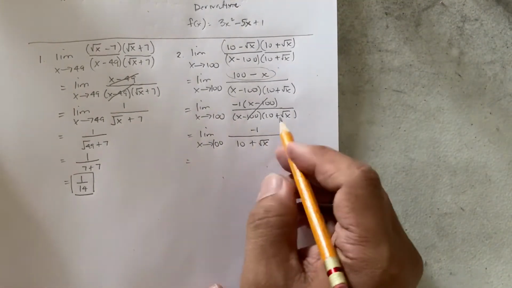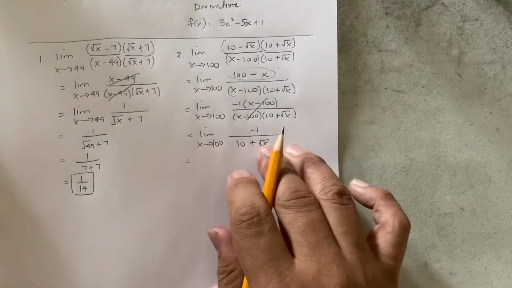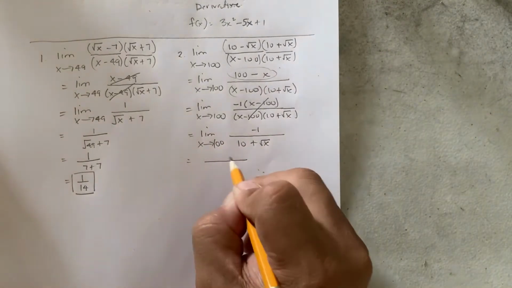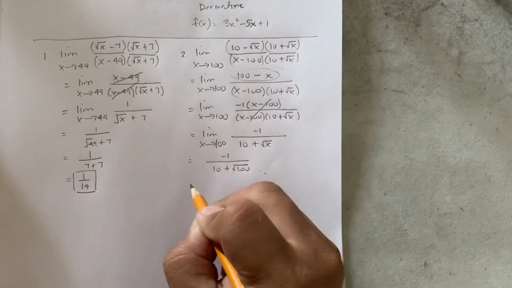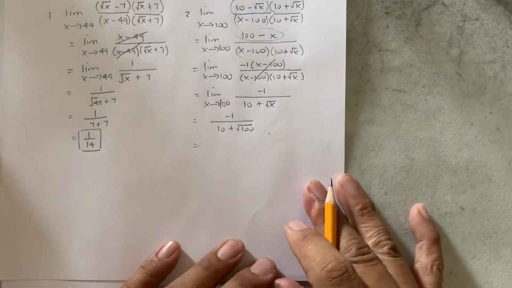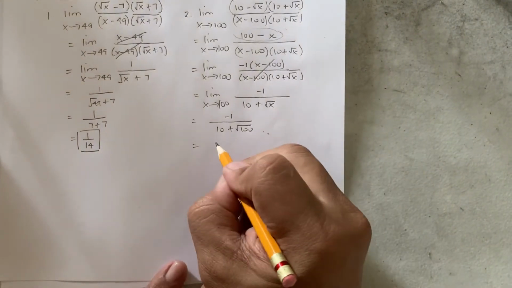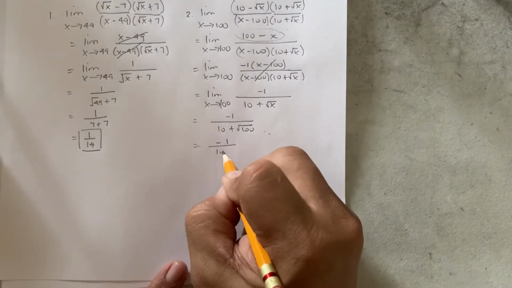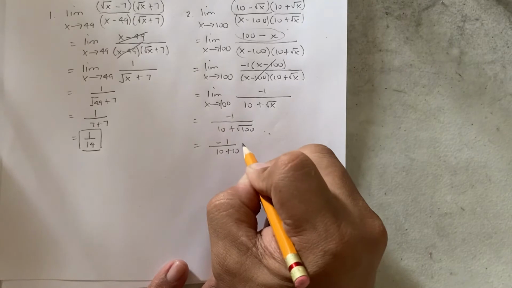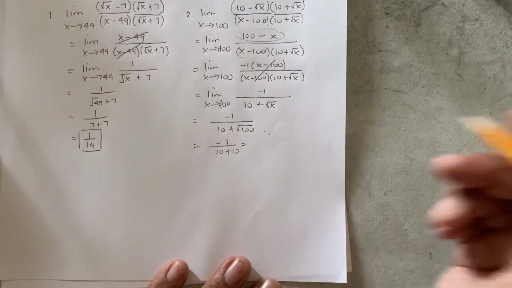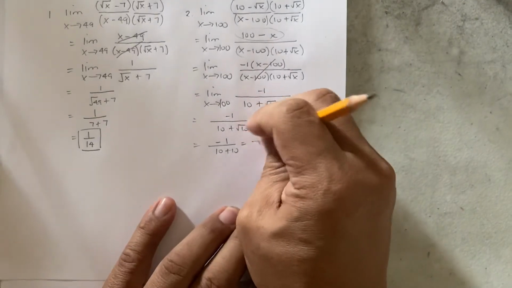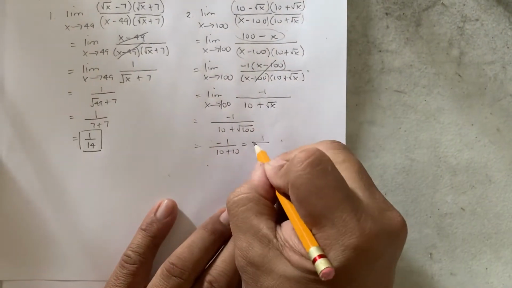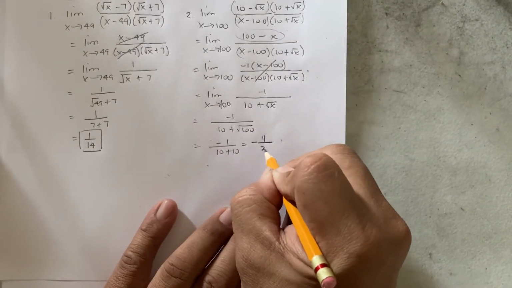All we do next is substitute. Negative 1 over 10 plus square root of 100. We simplify even further. What is square root of 100? 10. Negative 1 over 10 plus 10. I'm going to put the equal sign here to save space. Your answer for this one is negative 1 over 20.